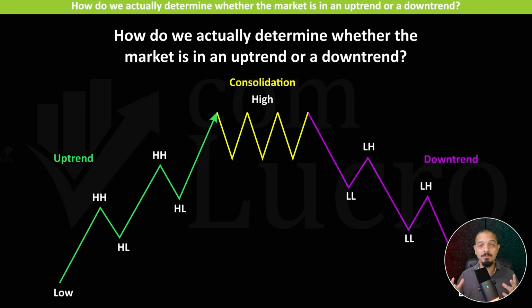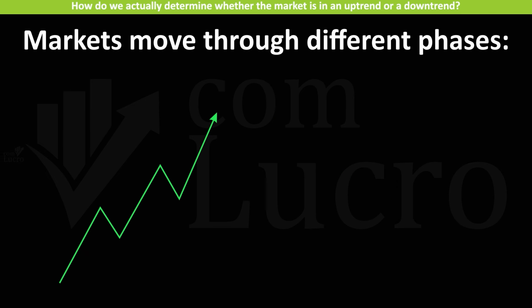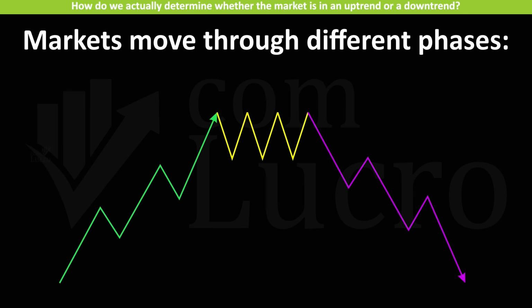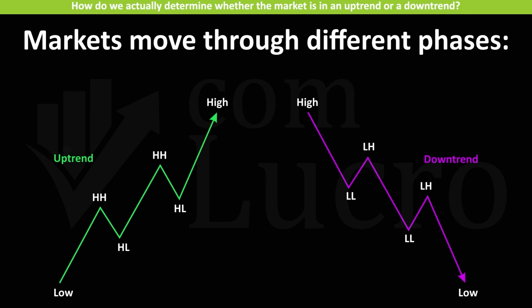Before going any further, we need a clear way to define direction. So how do we actually determine whether a market is in an uptrend or a downtrend? Markets move through different phases. At times, price trends higher in an uptrend. At other times, it trends lower in a downtrend. And there are also periods of consolidation where price moves sideways and direction is less clear. In this video, we will focus specifically on trending conditions.